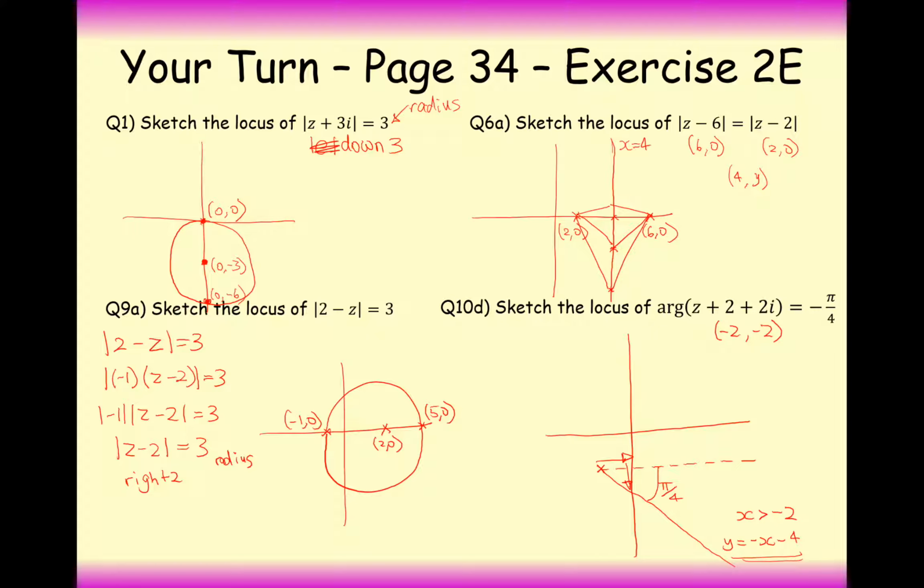Alright then, so that's a very quick look at some of the questions from exercise 2E. Just have a go at the basic ones before we go on to the problem solving elements of this chapter. Make sure you have lots of practice so that when we come to solve some problems, you're well versed in how to construct loci diagrams very quickly. We've got three types. We've got circles, we've got perpendicular bisectors, and we've got half lines that are formed by the arguments.